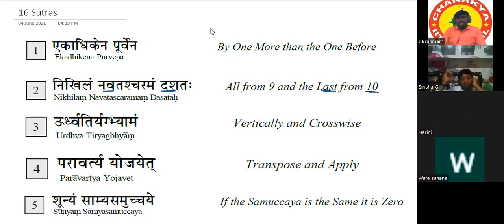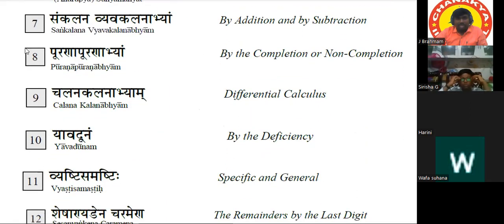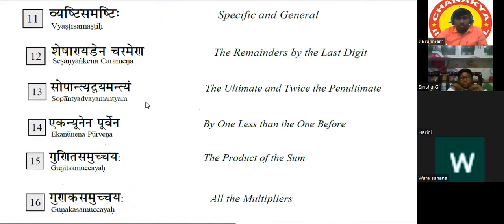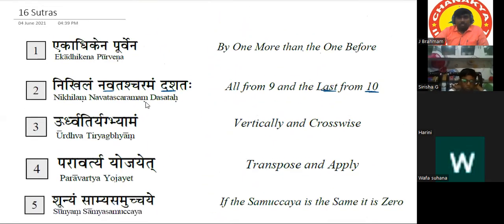Okay, all these things we will see one by one in the further classes. Sankalana Vyavakalanabhyam, Purana Puranabhyam, Chalana Kalanabhyam, Yavadunam. All these 16 sutras we are going to see. In our classes, we don't see these sutras one by one. We will see according to the question. I will introduce that sutra. Suppose we are doing additions, in that situation, which sutra is applicable, I will mention that.